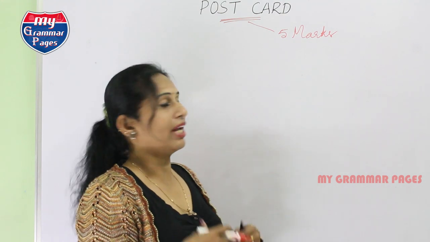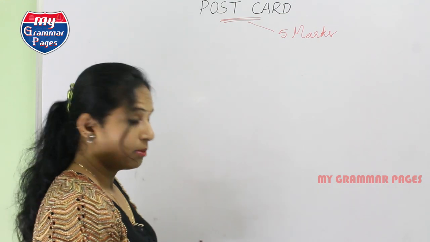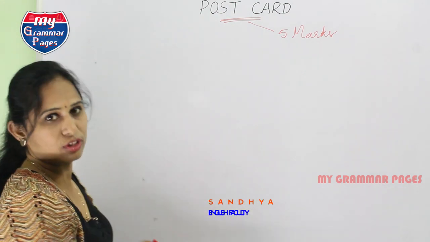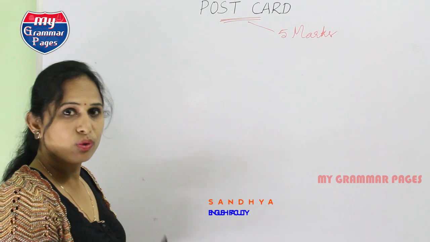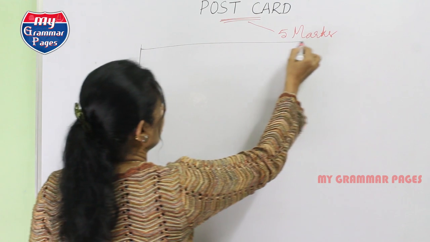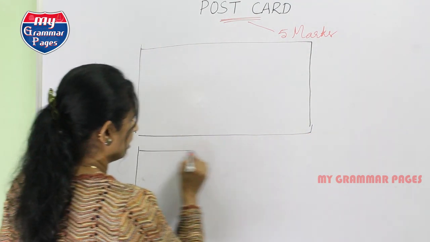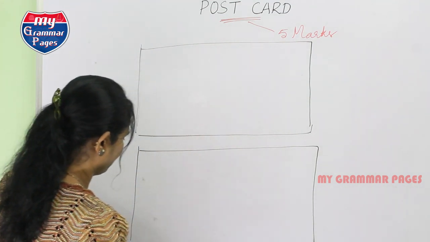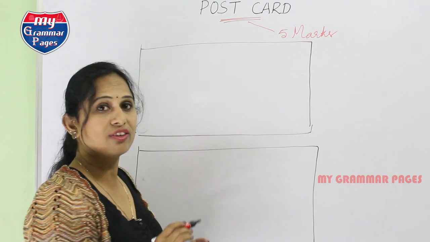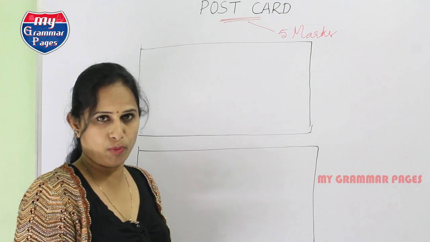Before going to explain about the format of the postcard, let me tell you about the rules. My dear students, just imagine that this is the answer script given to you. In this answer script, you are supposed to draw 2 horizontal rectangular boxes. These are the 2 horizontal rectangular boxes where you are supposed to draw in your answer sheet. These show the front and the back side of the postcard.